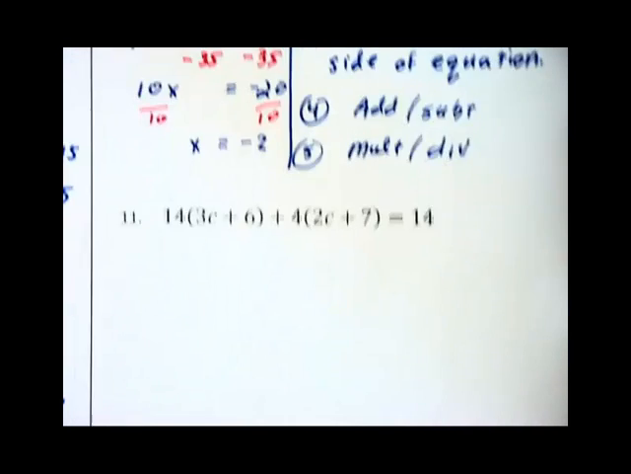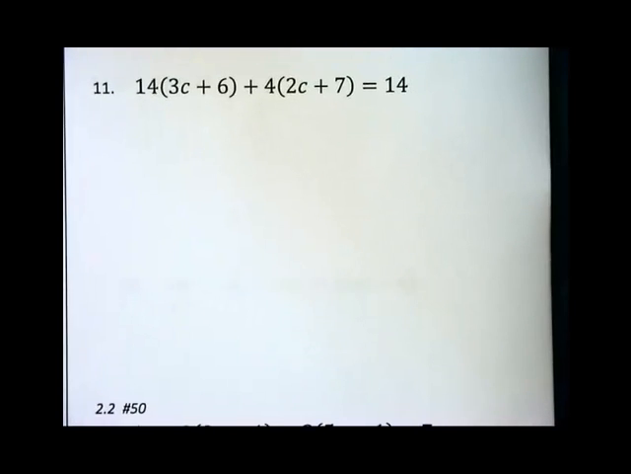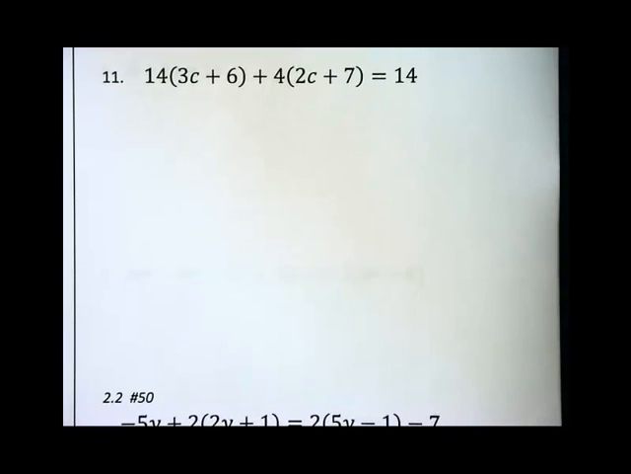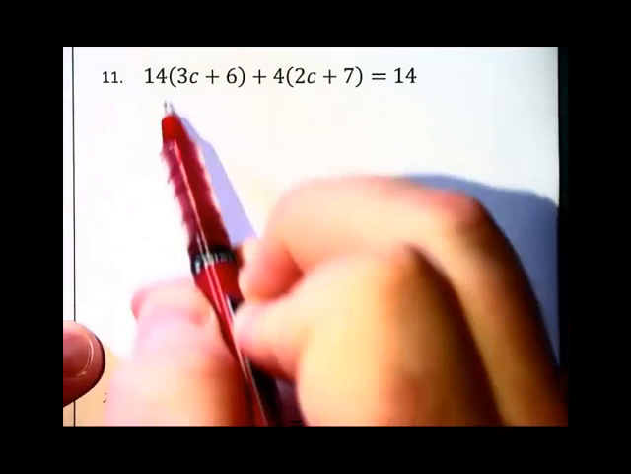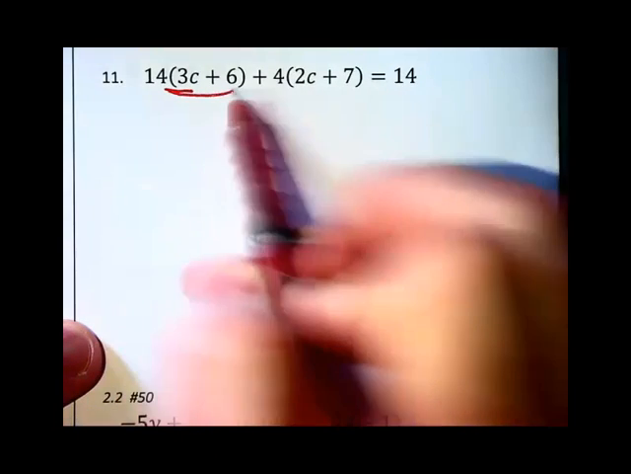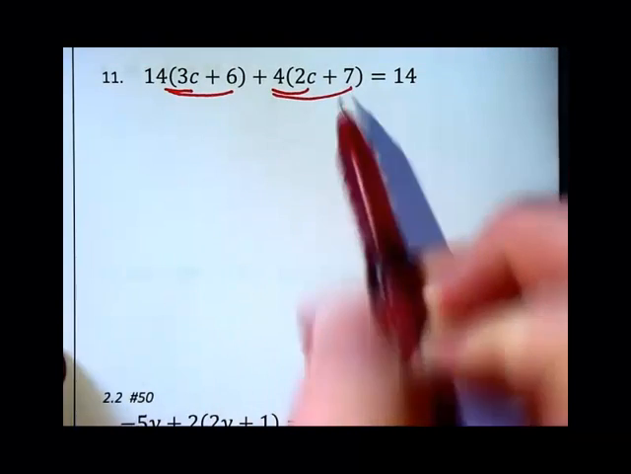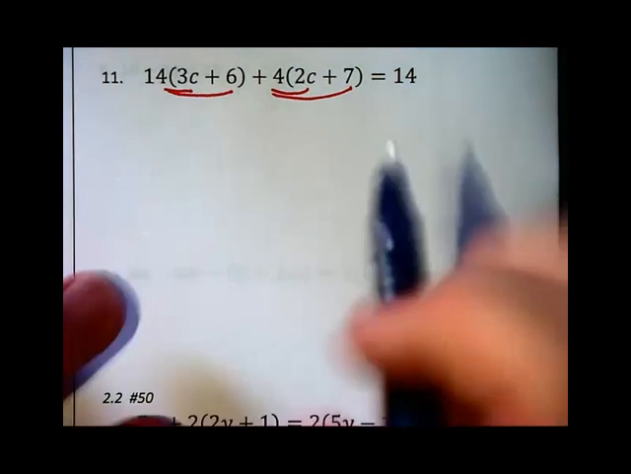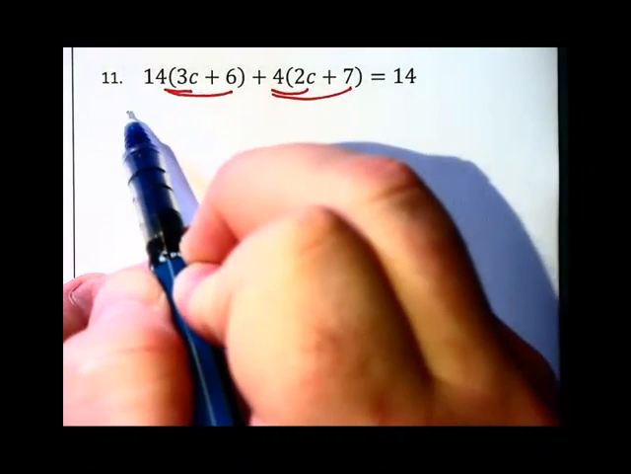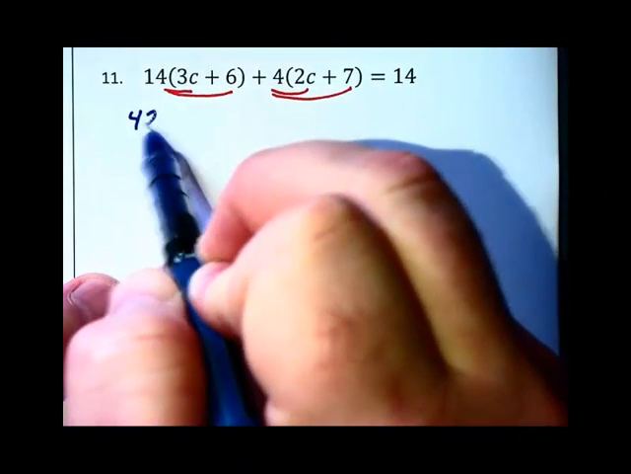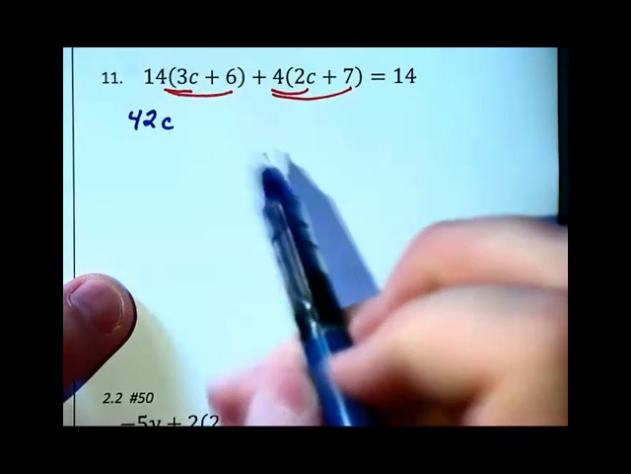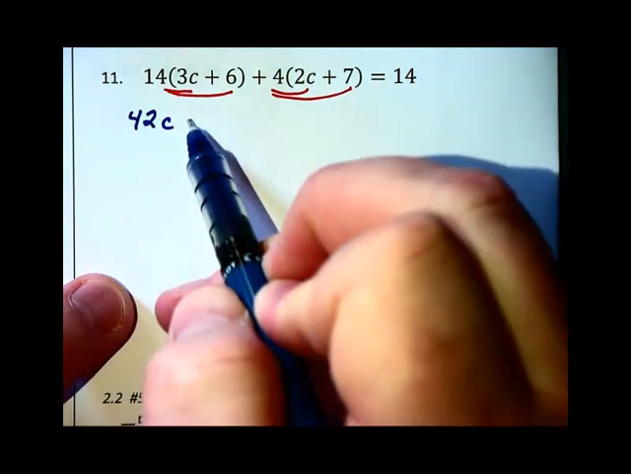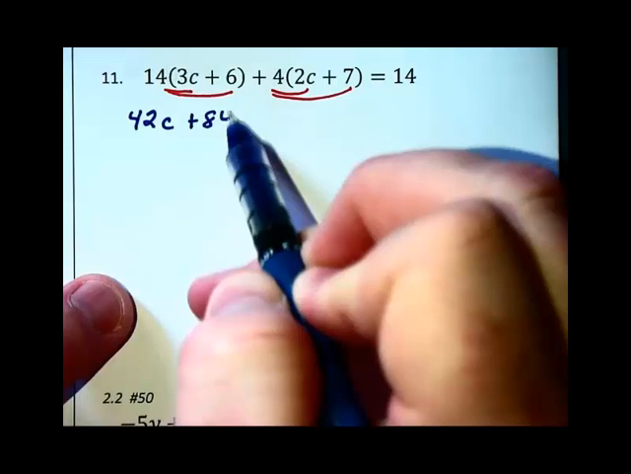So let's take a look at a messier problem. Notice how there's no way you can just guess the answer to this one instantly. You need these procedures to help you solve them. We see parentheses, so step number 1 is going to be distribution. We're going to take this 14, multiply it by 3c to get 42c. Then we're going to go 14 times 6 to get plus 84.